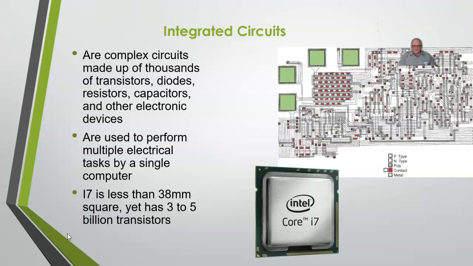Just to give you an idea of how far we've come, I put a picture up here of an Intel Core i7 processor. Physically, that's less than 38 millimeters square, and yet there's somewhere between 3 to 5 billion transistors that are on that. Hope this makes sense for you for what a diode is, how to test it, and a transistor and what a transistor does.